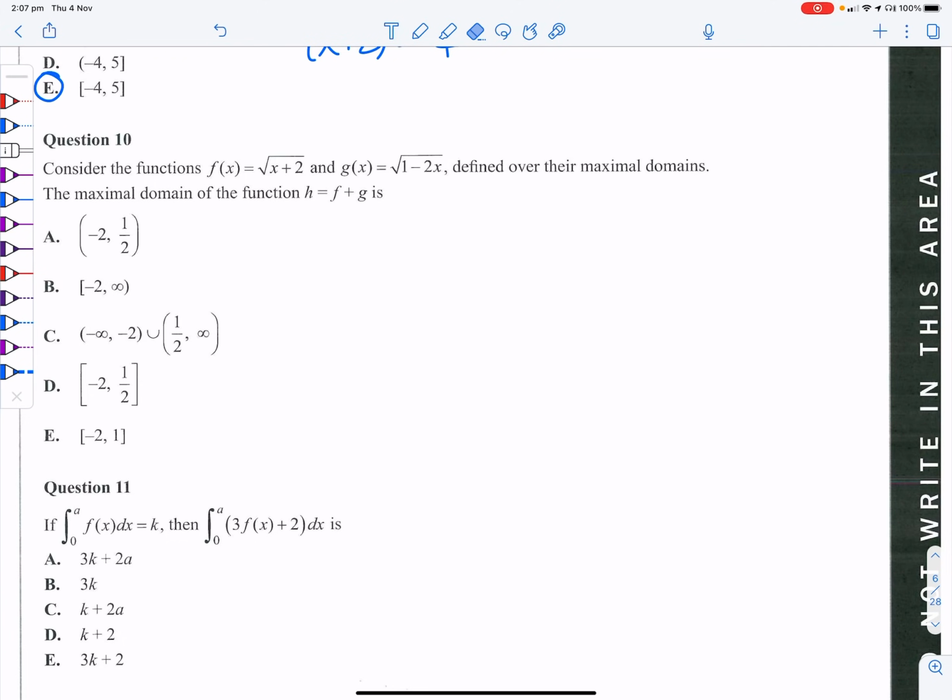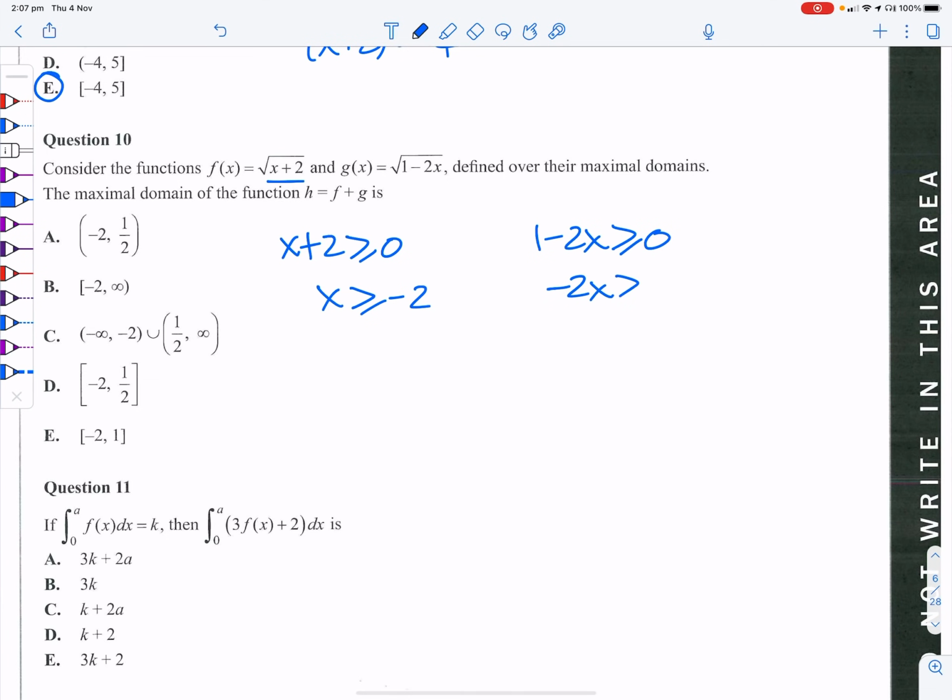Okay, for these to be defined on their maximal domain, we've got to find the maximal domain of that. So x is greater than or equal to -2, and the maximal domain of that is greater than or equal to 0. -2x is greater than or equal to -1. X is less than or equal to 1/2. So it's got to be between -2 and 1/2 inclusive, because you can square root 0.